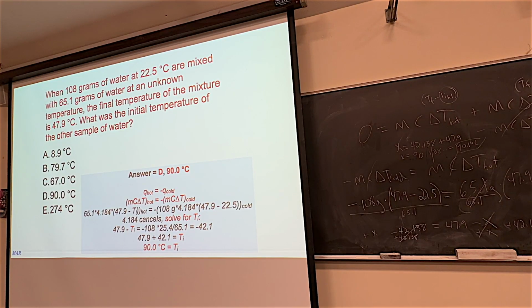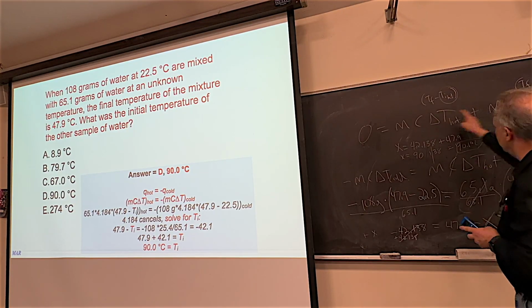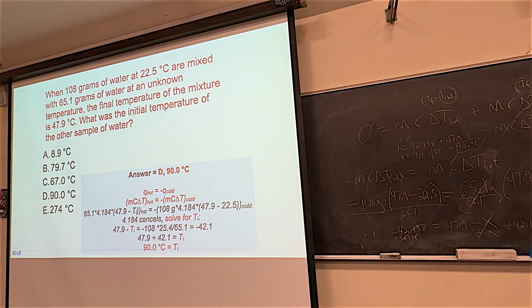So the best way to go about this would be setting my Q hot to negative Q cold instead of solving for everything and moving it over. Totally. You could also do it like I started up here, Q hot plus Q cold equals 0. That's not how I had it. Yeah. But I just don't know where it went wrong. When you do it this way, sometimes people forget to move a negative from one side or the other. That's why I kind of like this way better, but honestly, they're both fine mathematically.